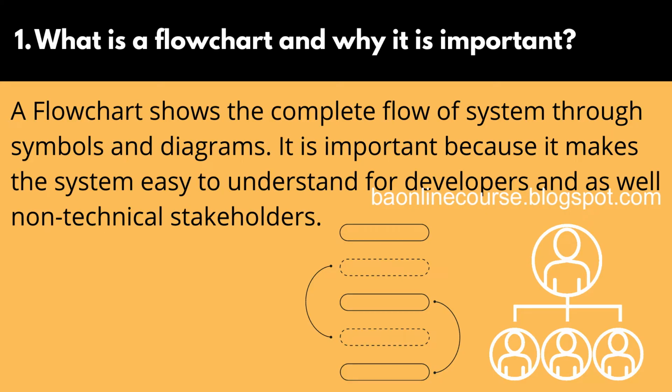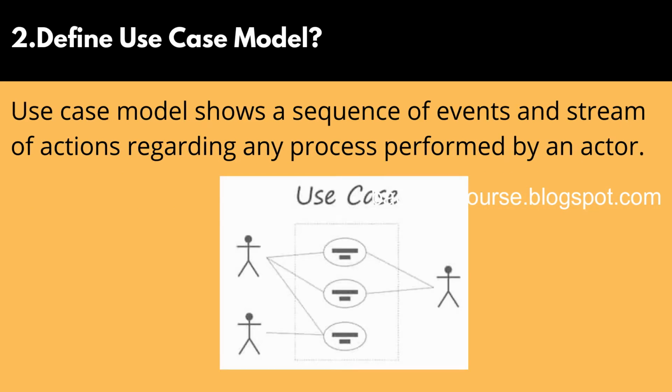Question number 1. What is a flowchart and why it is important? A flowchart shows the complete flow of system through symbols and diagrams. It is important because it makes the system easy to understand for developers and as well non-technical stakeholders. Next, question number 2. Define use case model. Use case model shows a sequence of events and stream of actions regarding any process performed by an actor.